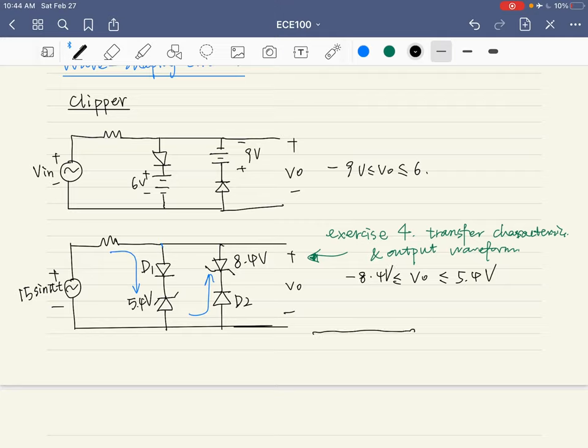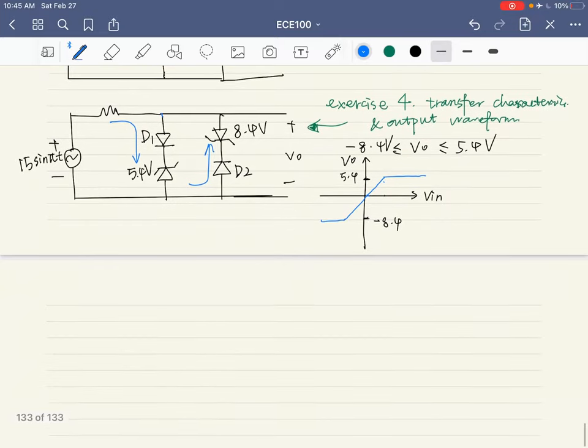The transfer characteristic is different from the ID-VD diode characteristic because its horizontal axis is Vin and its vertical axis is VO. When VO equals Vin, it is a straight line across the origin with an angle of 45 degrees, right? So before VO reaches the two breakdown voltages, Vin and VO are equal. We are done with the transfer characteristic.